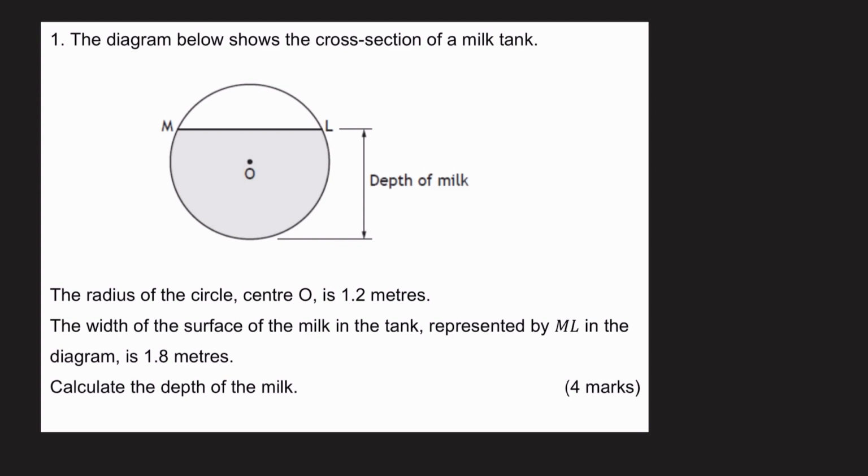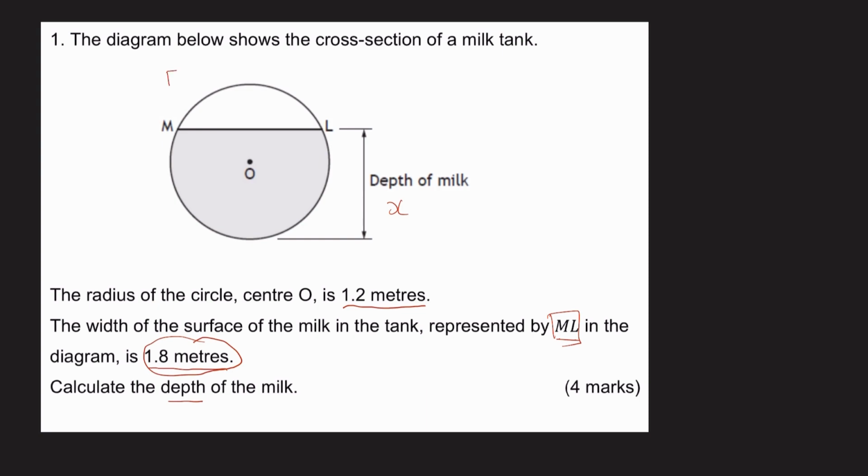The diagram below shows the cross section of a milk tank. The radius of the circle, center O, is 1.2 meters, and the width of the surface of the milk in the tank, represented by ML in the diagram, is 1.8 meters. Calculate the depth of the milk. So they want us to work out the depth here, so we're just going to write x here. And they gave us the length for ML, which is 1.8 meters. So I'm just going to label the diagram with the numbers they've given us.